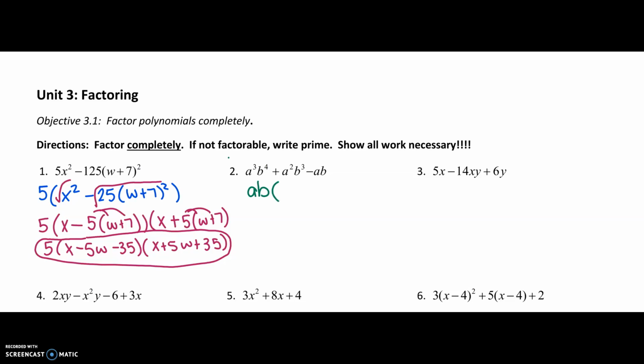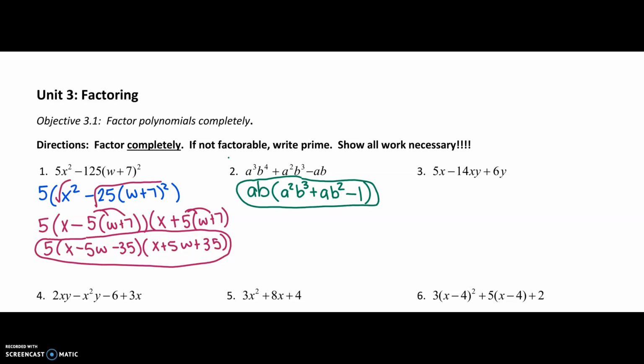When I divide each term by AB, I end up with a squared b to the third plus ab squared minus 1. Remember, when you divide out everything, you end up with a 1 because a number over itself equals 1. This is a trinomial, but it's not in quadratic form, so there's nothing else we can do in this problem. It was simply a GCF problem. That is your final answer.